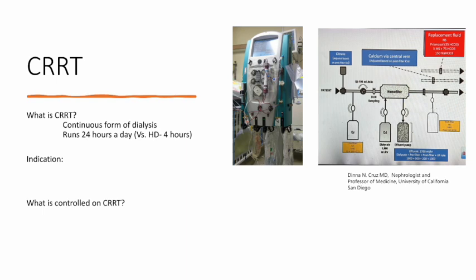Whereas in CRRT, which is run over 24 hours, if your goal is to remove 2 liters of fluid, you can remove that fluid at around 80 milliliters per hour over the course of 24 hours. So this results in smaller fluid shifts. And in patients with hypotension or who are requiring vasopressors, those patients will not be able to tolerate the rapid fluid shift associated with hemodialysis. So the indication for CRRT is in patients who are on vasopressors or who are too hypotensive to tolerate hemodialysis.